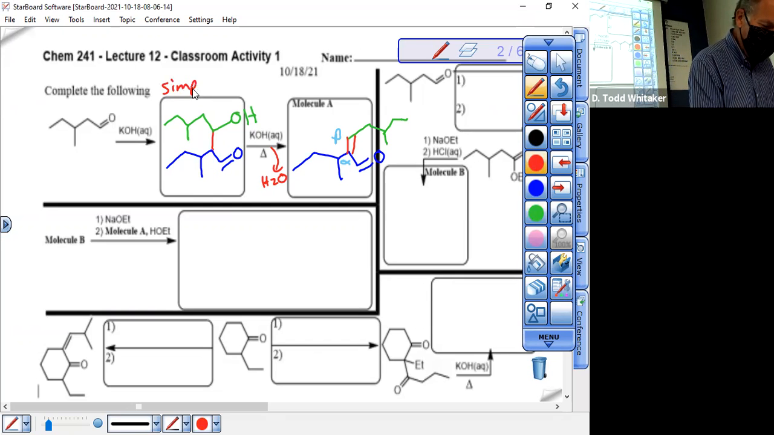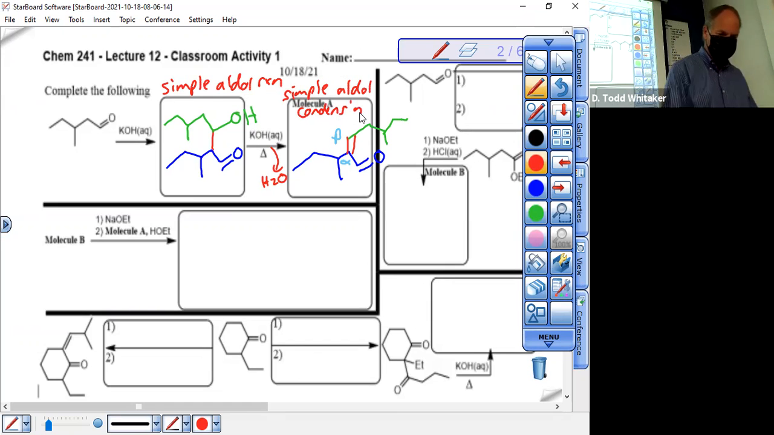Simple aldol reaction and simple aldol condensation. And that makes molecule A.